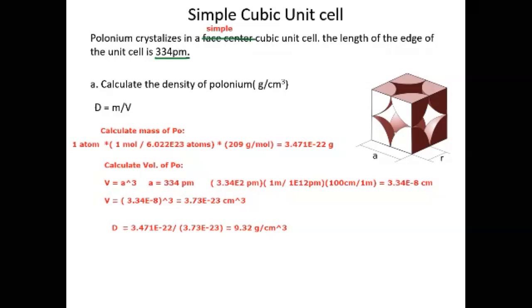The only difference is the volume equation is a little bit different for the different types of crystal systems. So this is how you calculate density when given the length of the a-axis for a simple cubic unit cell.